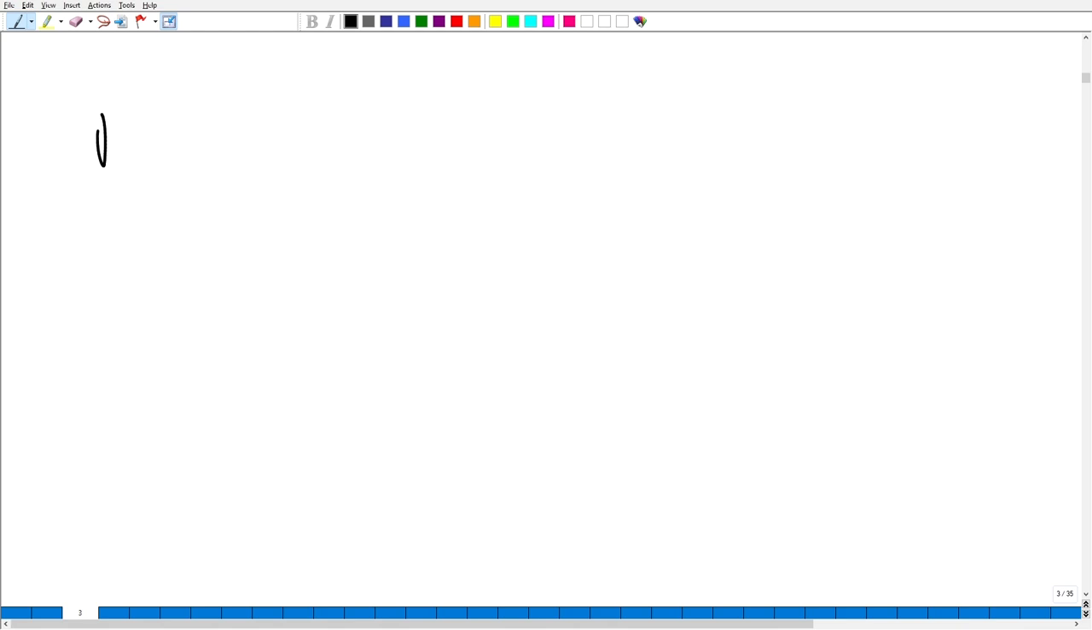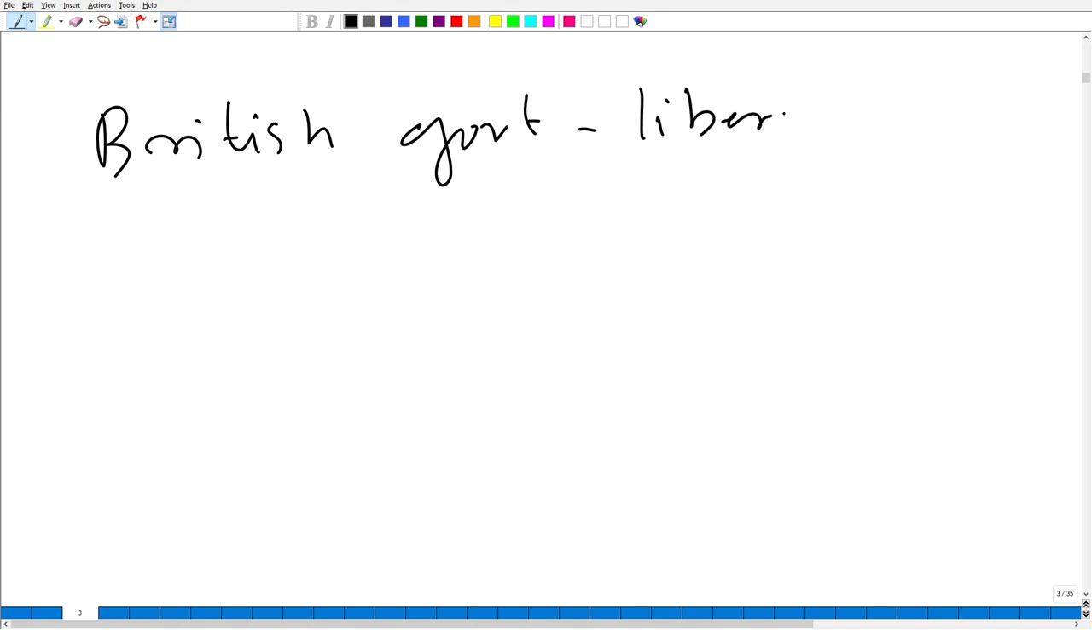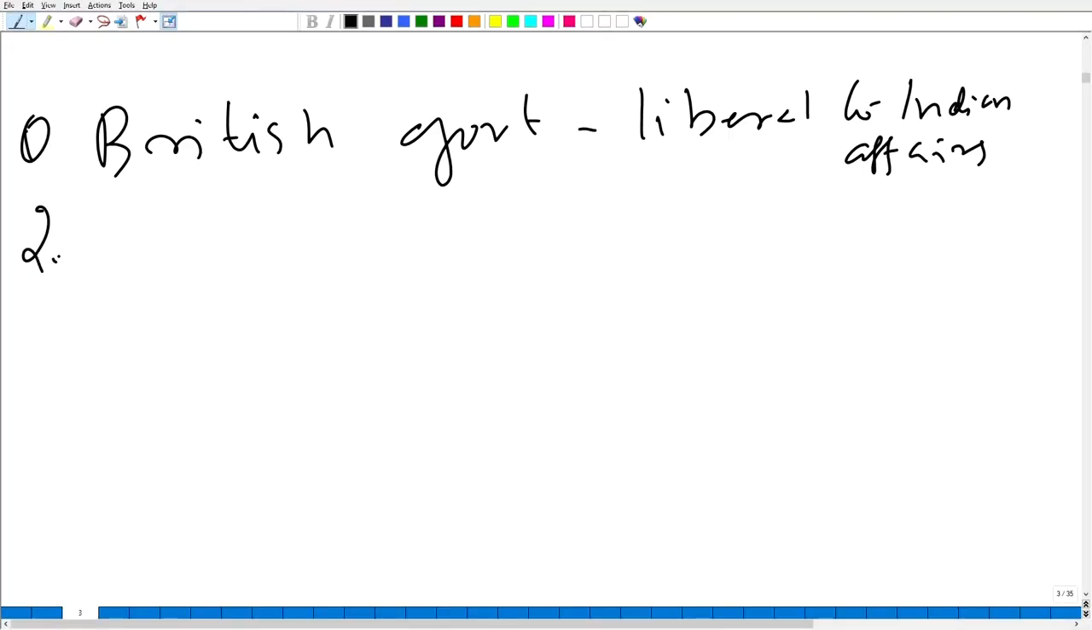When this question was asked to the Secretary of State for India, he answered that the British government was liberal to Indian affairs. The Secretary of State for India, Lord Birkenhead, stated that the appointment of the commission earlier than scheduled was due to the liberal attitude of the British government towards India. The commission was appointed earlier, but the actual reasons were different.